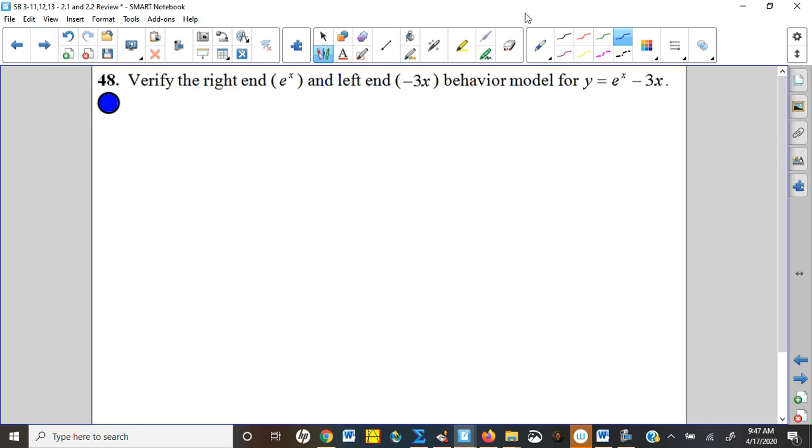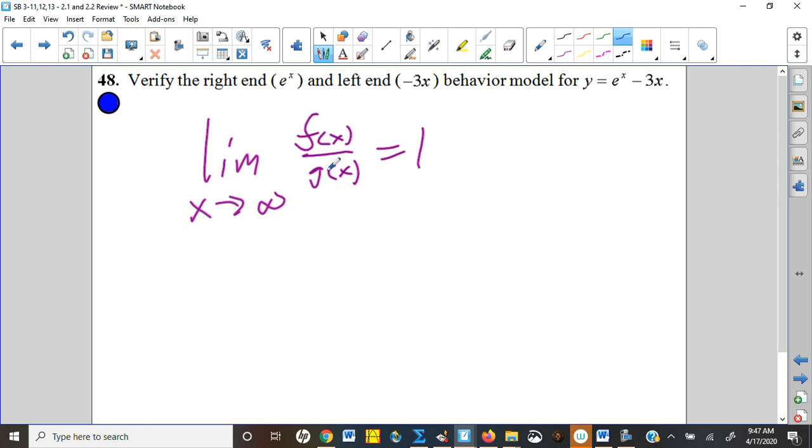The whole premise here is that if the limit as x approaches positive infinity of your original function divided by its end behavior model equals 1, meaning that these two things are getting closer and closer to being equal, because when you divide things that are the same, you get 1, then we know that g of x is confirmed to be the right end behavior model. If I want the left end behavior model, I just have to go to the left. So I have to go to negative infinity, and it's the same situation.